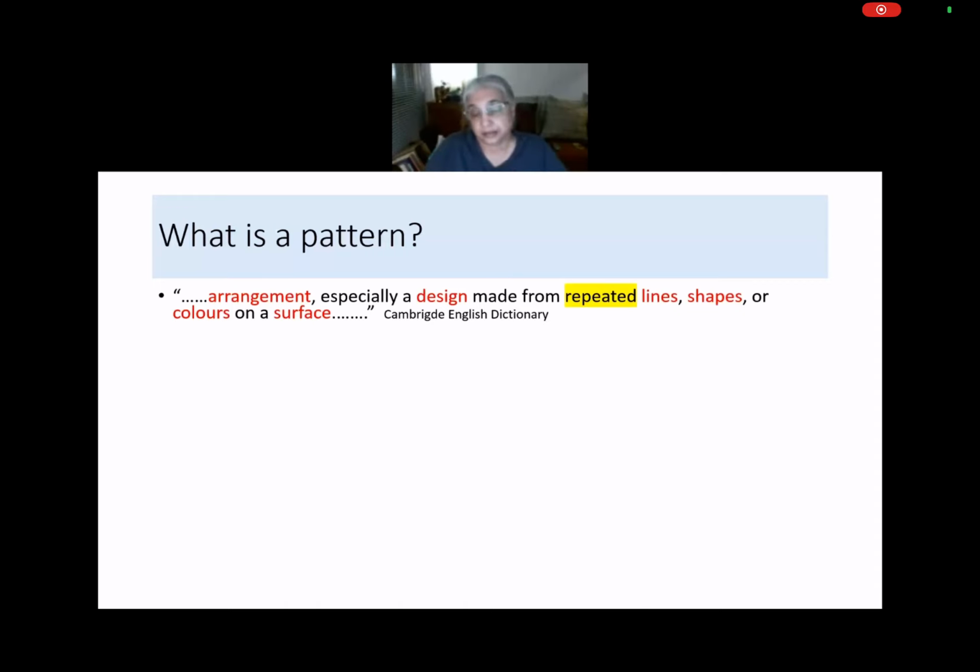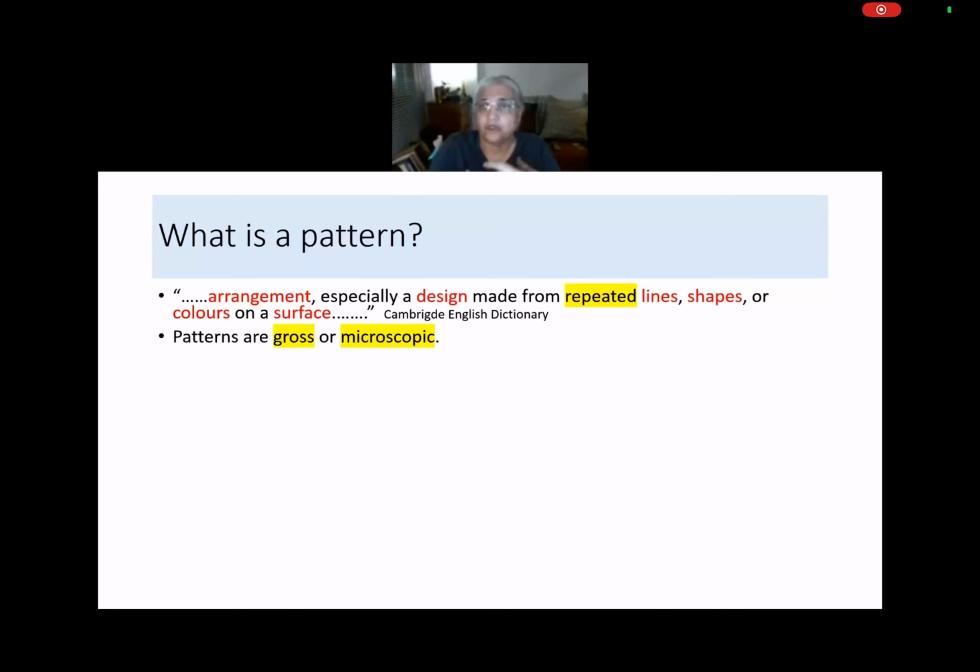Now this is a definition from the Cambridge English dictionary. It's an arrangement, especially a design made from repeated lines or shapes. If there is no repetition at all, then we call that patternless. If it has a pattern, then there must be some kind of repetition of whatever it is, lines, shapes, colors, and it is on a surface. Okay, so it has to be on a surface. That is the meaning of a pattern.